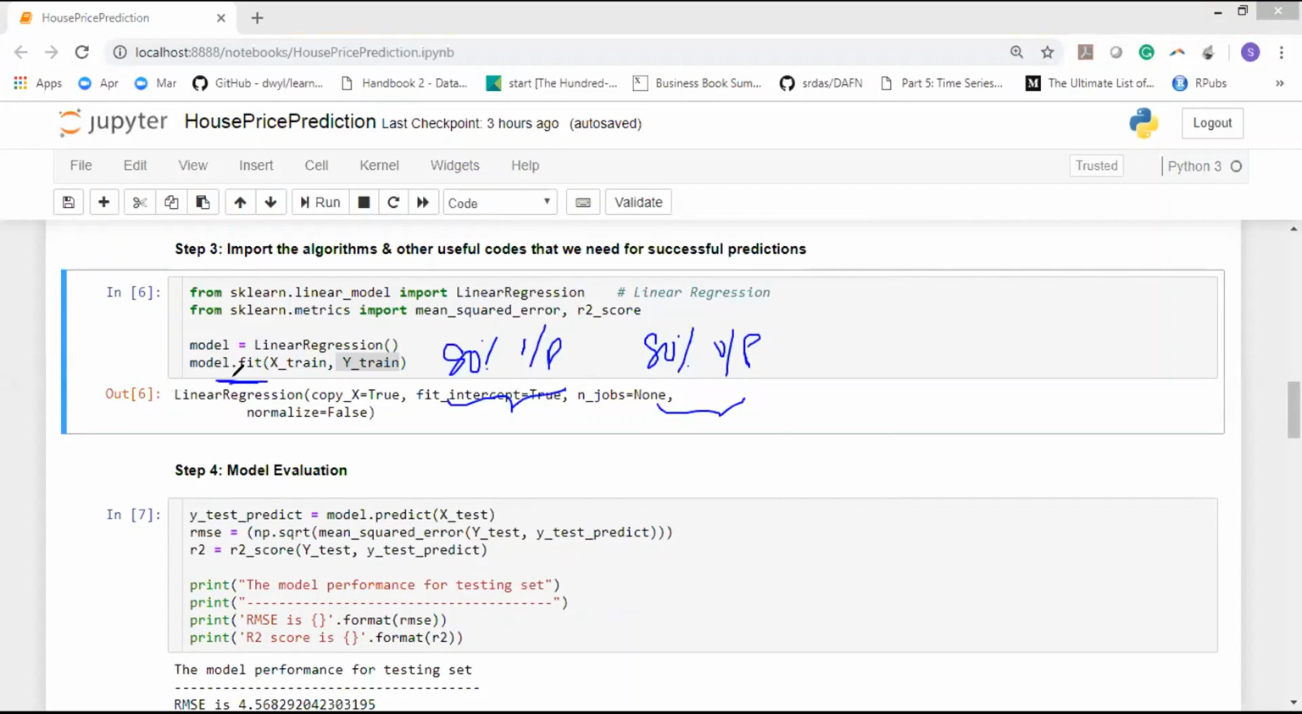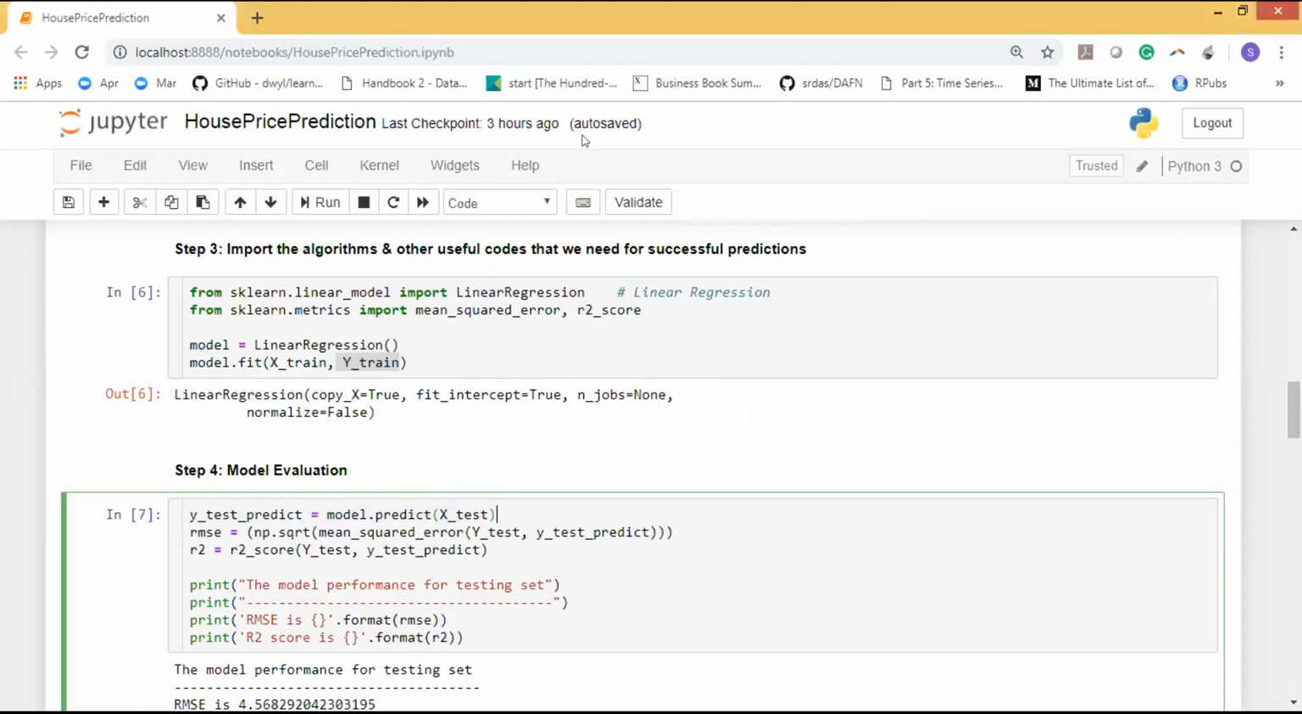Just one line. That's it. Model.fit. This is for helping the machine learn the pattern. Once the machine learns the pattern, I will ask it to predict my 20% questions. I have 20% questions and answers, which I have kept separately. I will pass the 20% questions and ask the machine to answer all these questions. The machine will give me some Y test, the answers for this.